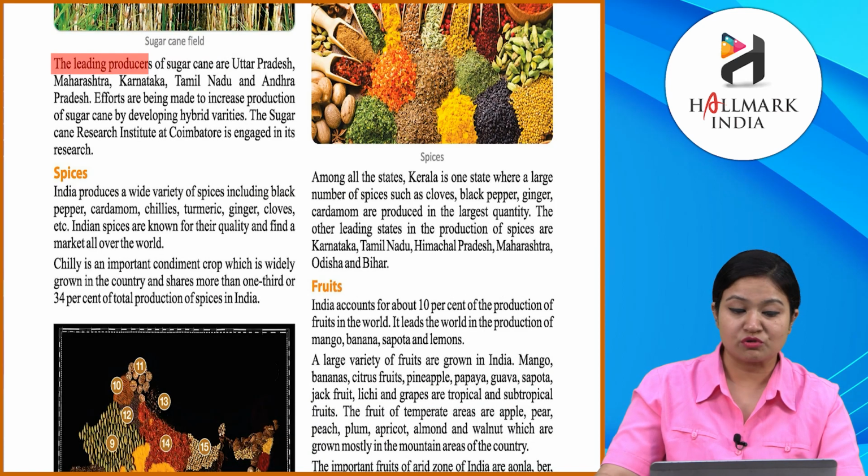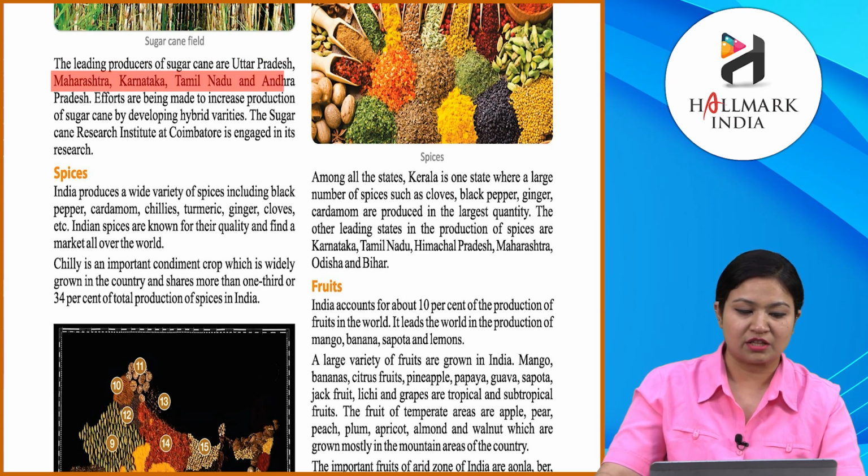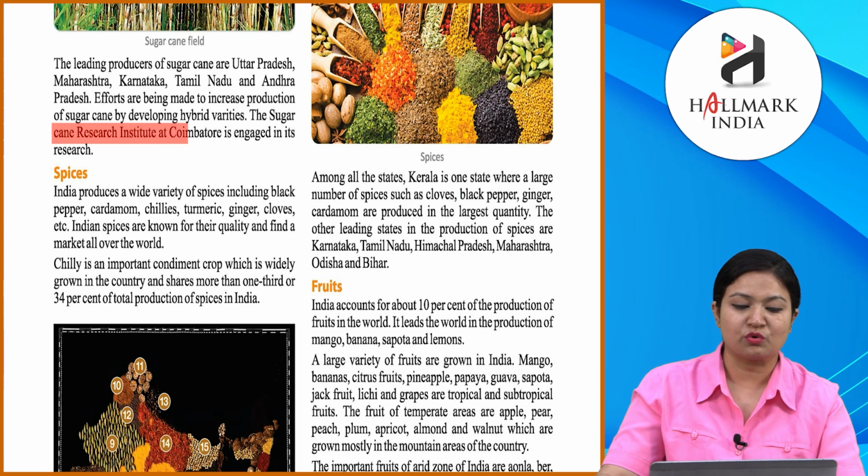The leading producers of sugarcane are Uttar Pradesh, Maharashtra, Karnataka, Tamil Nadu and Andhra Pradesh. Efforts are being made to increase production of sugarcane by developing hybrid varieties. The Sugarcane Research Institute at Coimbatore is engaged in its research.